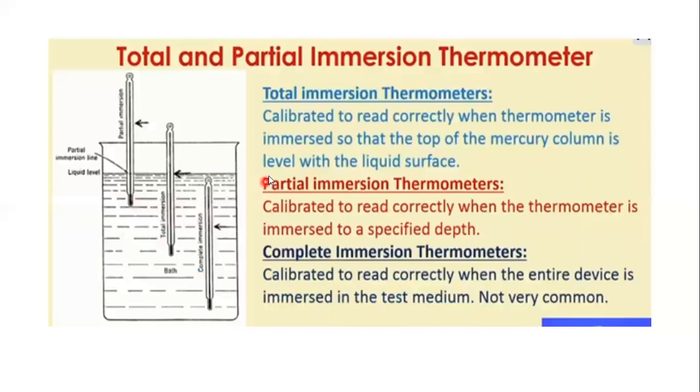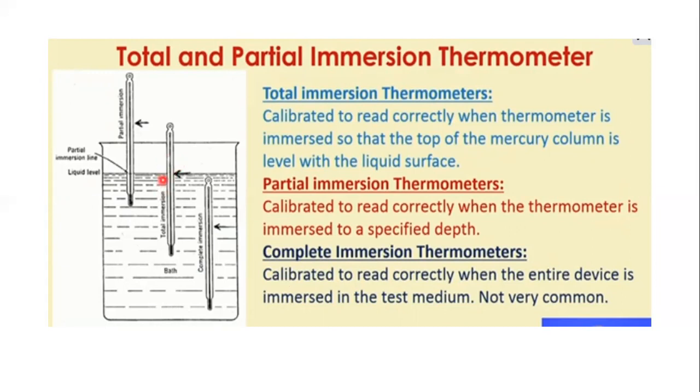Okay, and there are three types of thermometers according to usage. That means total immersion thermometer, partial immersion thermometer, and complete immersion thermometer. You can see the total immersion thermometer. This one is a total immersion thermometer in which the calibrated scale reads correctly when the thermometer is immersed so that the top of the mercury column is level with the liquid surface.